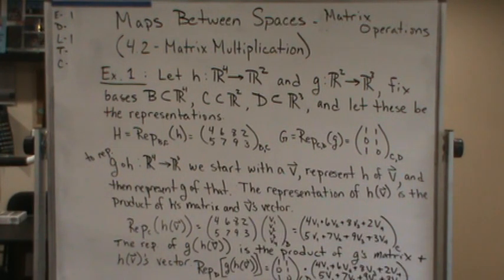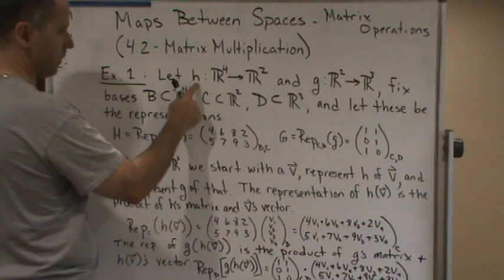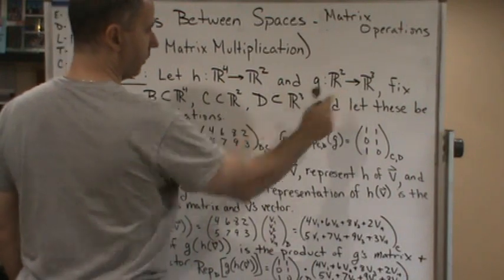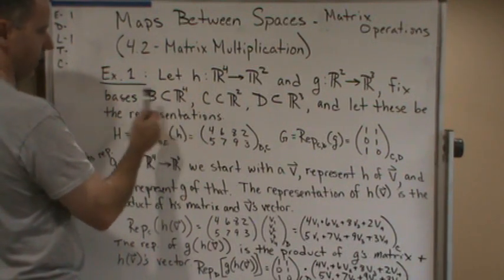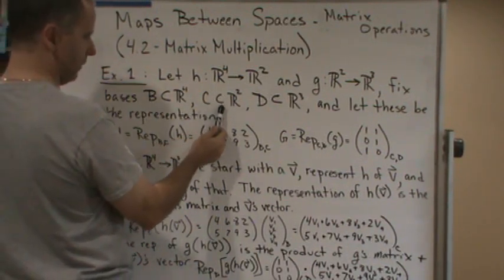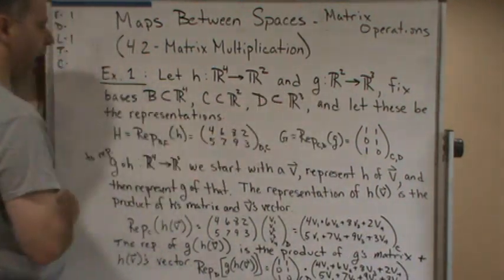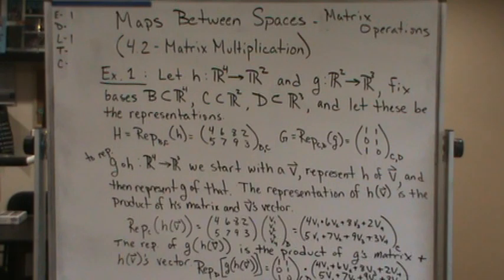Okay, so the first thing we look at is looking at the two maps here. So it says let H be a map from R4 to R2 and G be a map from R2 to R3. And then we're going to fix the bases. The basis B is going to be contained in R4, and then C is going to be contained in R2, right? So that's going to be over here. And then D is contained in R3. So those are going to be the three bases that we're going to refer to, that we're going to fix.